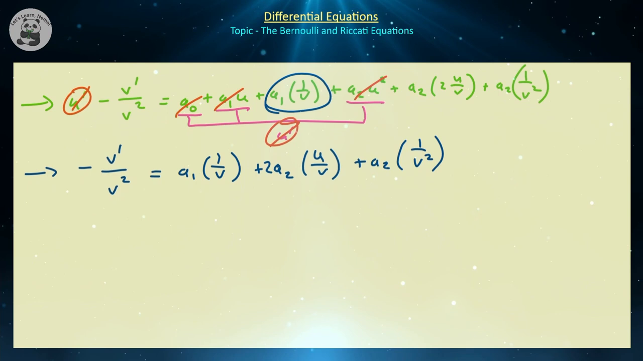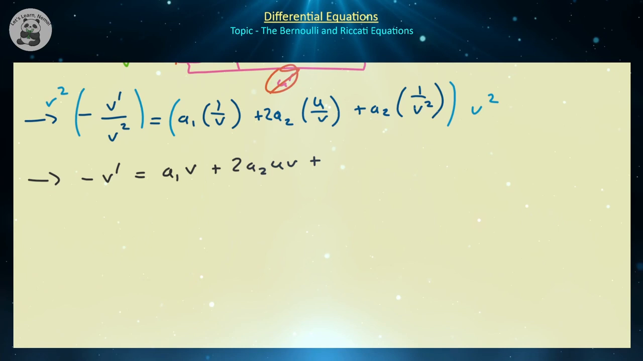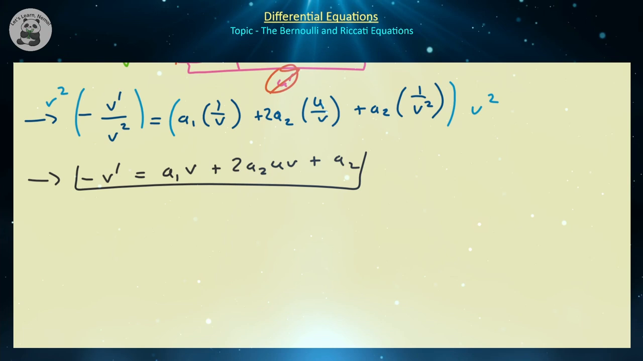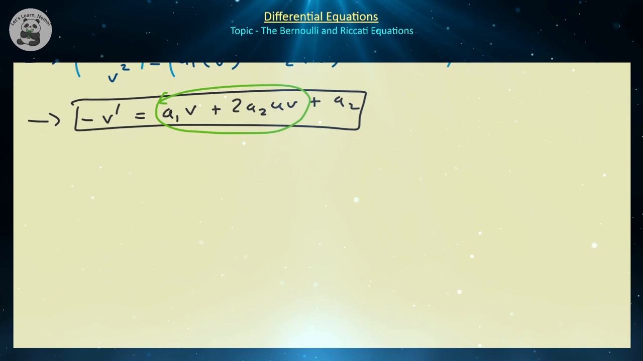Notice that all of our fractions have v in them, so I'm just going to multiply both sides of this equation by v squared just to get rid of that ugliness. So we're going to have minus v prime is equal to a1v plus 2a2uv plus a2. Right? So this equation looks fairly nice. But what else can we make out of this? Well, notice that v can be factored out of these two terms. So we can move our minus v prime to the right-hand side. Let's actually move our a2 to the left-hand side.